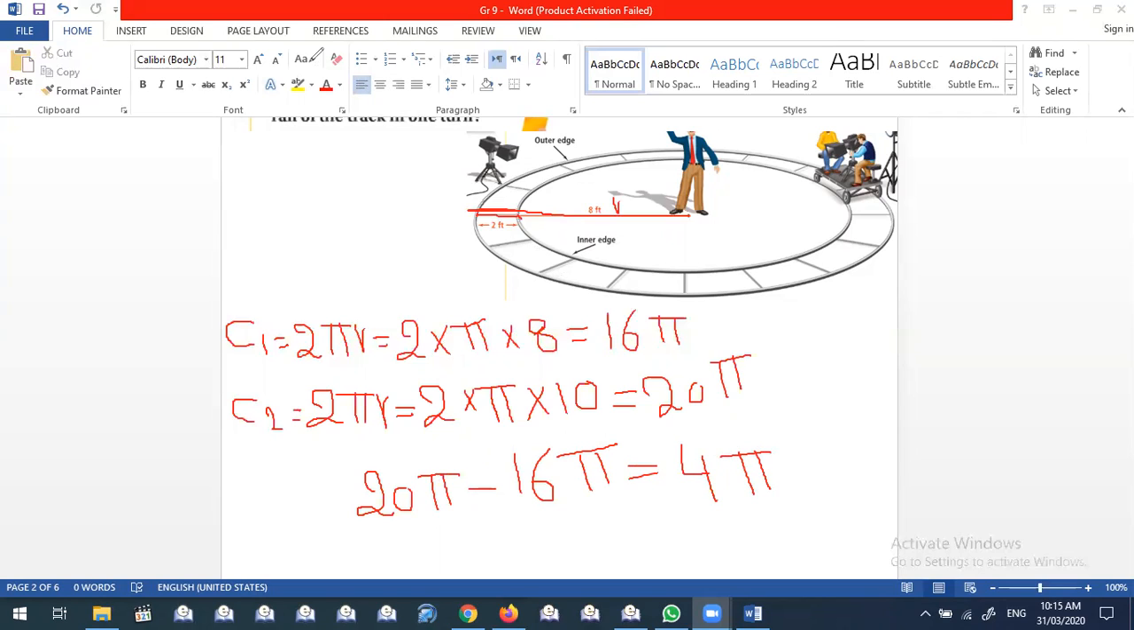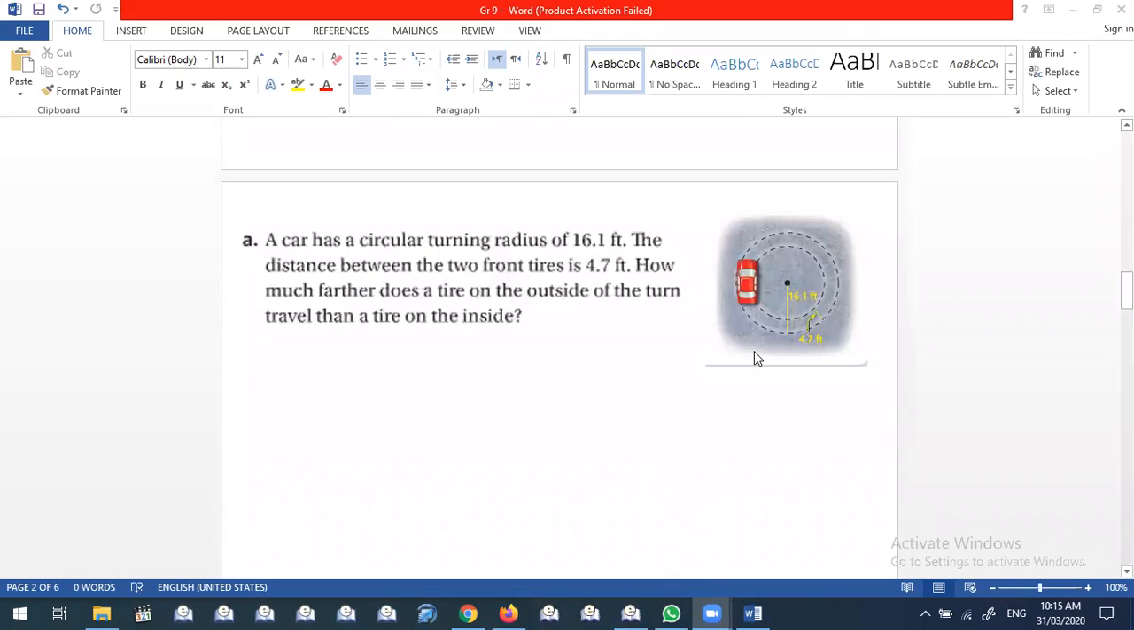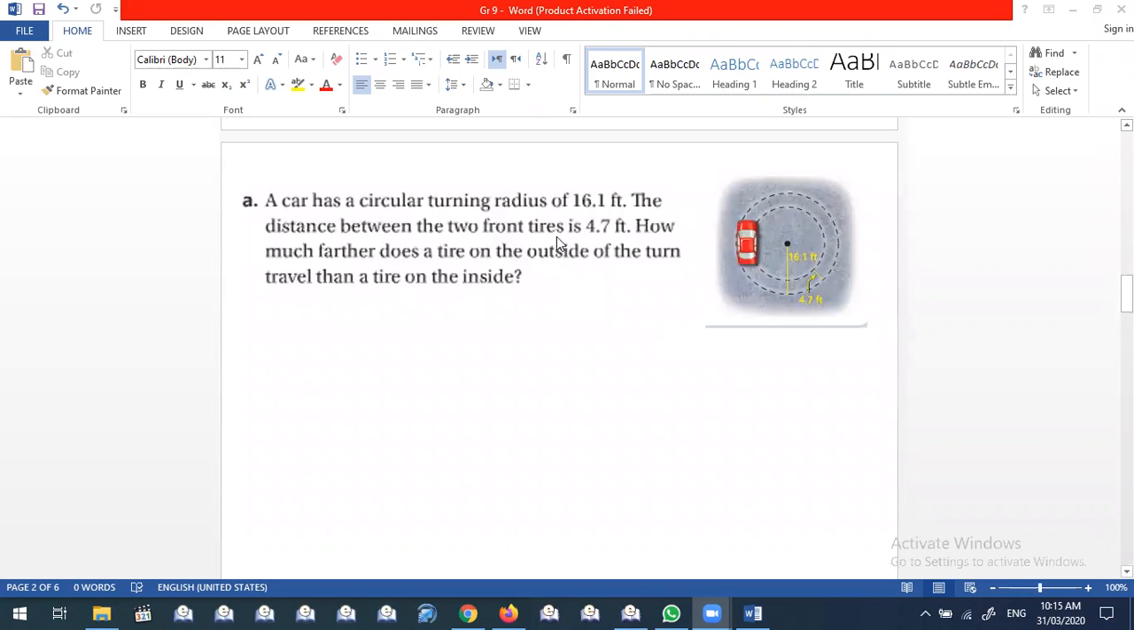The next exercise. A car has a circular turning radius of 16.1 feet. The distance between the two front tires is 4.7 feet. How much farther does a tire on the outside of the turn travel than a tire on the inside?